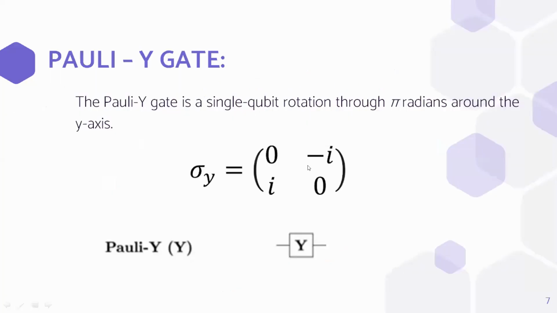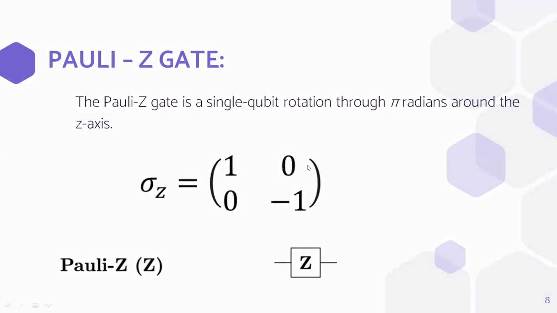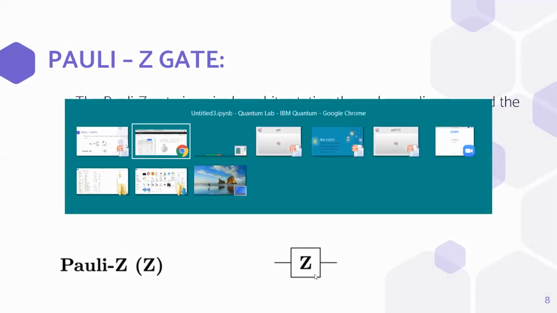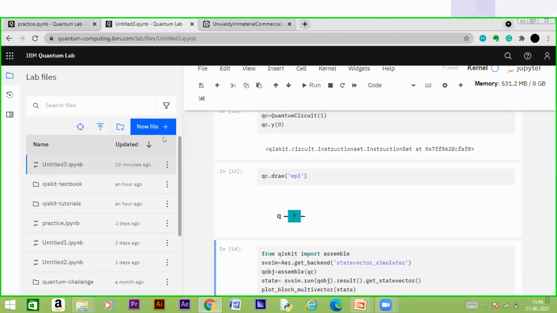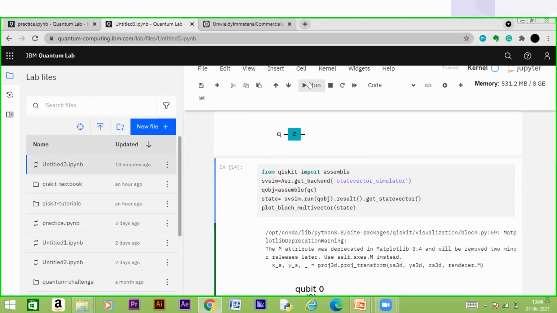Now let's look at the Pauli Z gate. The Pauli Z gate is a single qubit rotation through pi radians around the z-axis. This is how it's represented in matrix form, and this is how it looks. Now let's implement it in our quantum lab. Here, instead of Y, we'll just make it Z, because that's how Pauli Z is implemented, and we'll draw our circuit as we do.